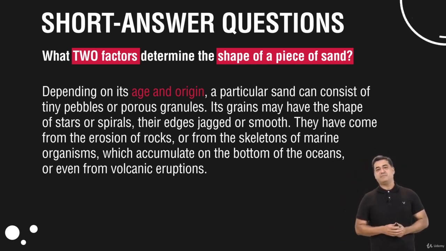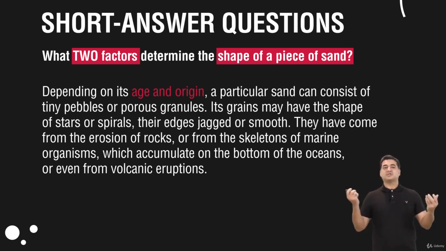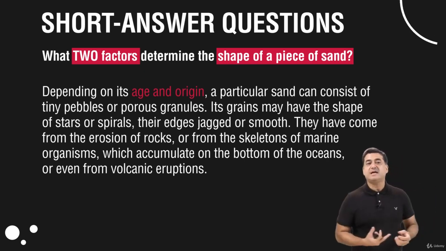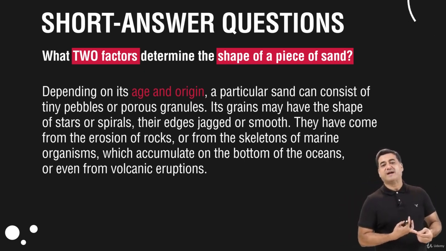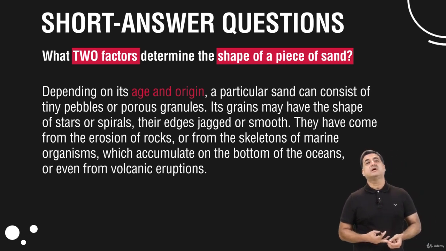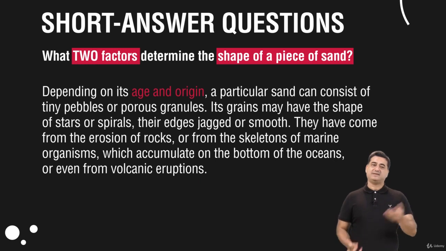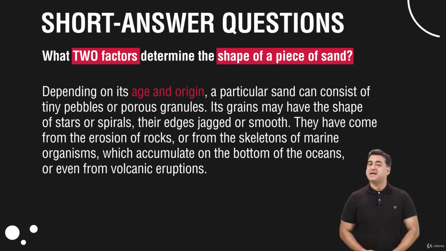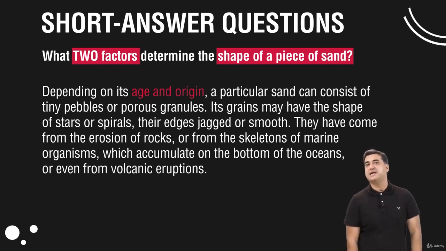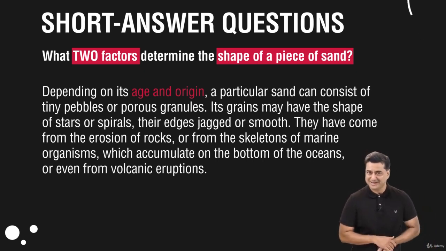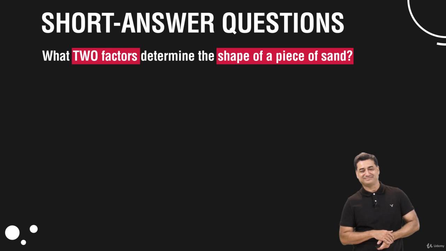So, some people may be thinking stars or spirals. No, that's incorrect. Try to understand things that make sense. They want to determine the two factors that cause changes to the shape of sand, and they are saying it very clearly in the beginning: depending on its age and origin. Got it, I hope? Let's move on.